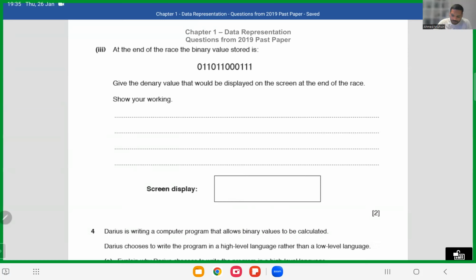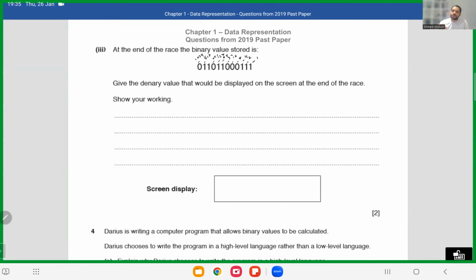Okay, very simple. So once again, what we do is we give it position values. So what I would do is I would simply say this is 1, this is 2, this is 4, this is 8, this is 16, this is 32, this is 64, this is 128, this is 256. Hope you guys can see what I'm writing. This is 512, and this is 1024. Okay, so just give it its position values.